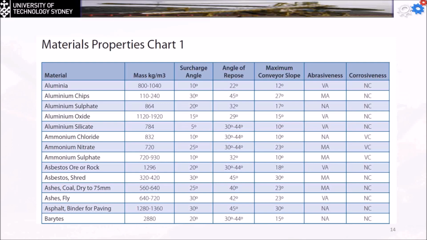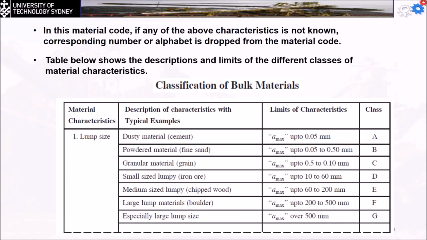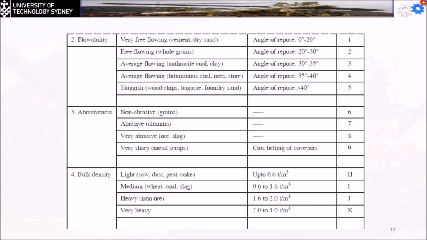Okay, so we took 30 to 44, and let's check the class we are going to have for the lump size. Sorry, we're talking about the bulk density. We got between 0.6 to 1.6, so it's going to be the I. And the angle of repose was between 30 to 44. So either 3 or 4, you go to the maximum, which is 4, or 5 because it's 44. Most of the values are within this range, so we choose based on the average.